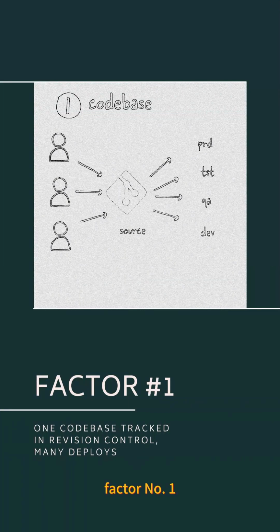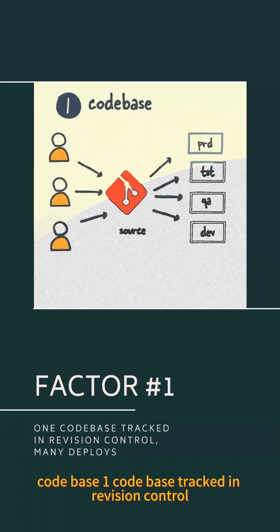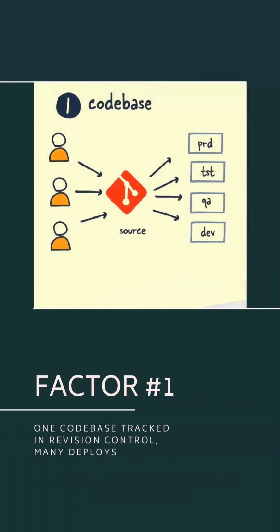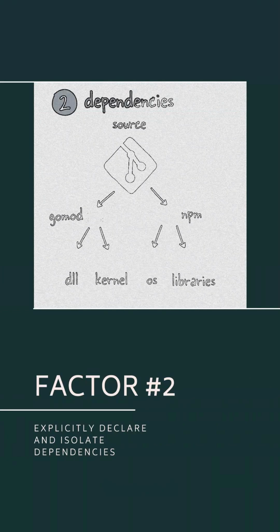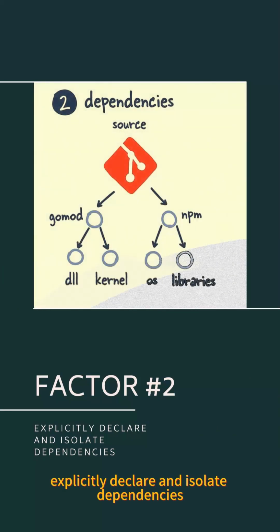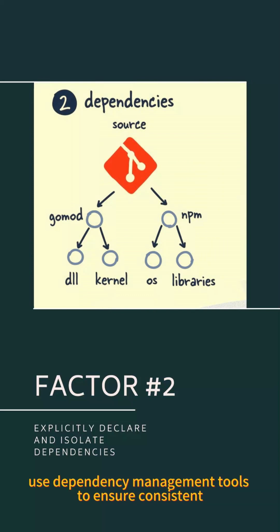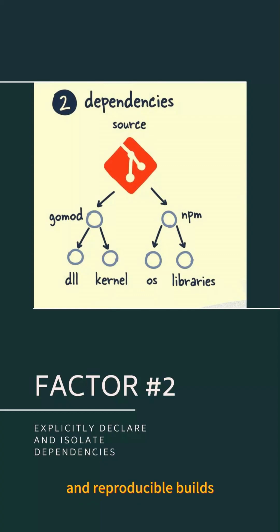Factor number 1. Codebase. One codebase tracked in revision control, many deploys. The codebase should have a single code repository, versioned and tracked with a version control system like Git. Factor number 2. Dependencies. Explicitly declare and isolate dependencies. Use dependency management tools to ensure consistent and reproducible builds.